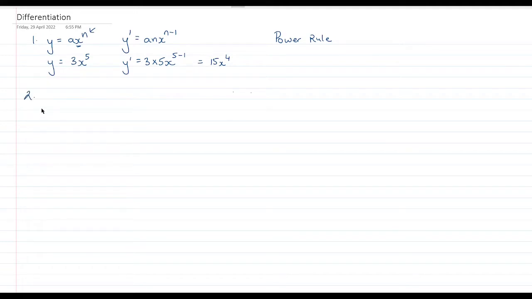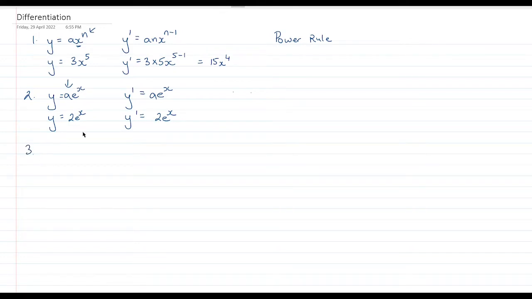The second type of function we need to know is when y equals e to the x. And its derivative is just e to the x. So it's the original function. And then if, for example, you had y equals 2e to the x, then y dash will also be 2e to the x. So if you've got a constant in front of e to the x, then that also comes through on the derivative.